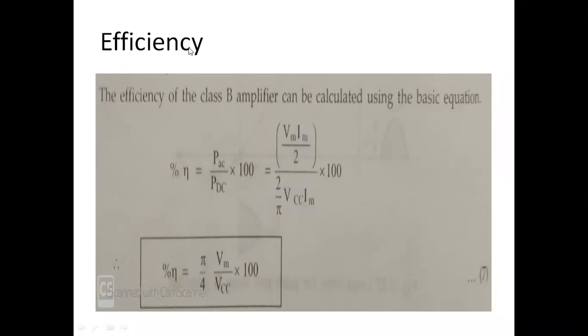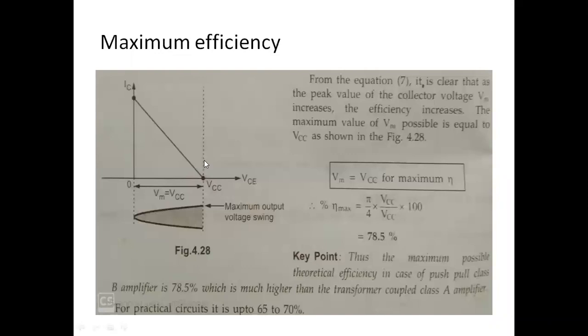And what is the maximum efficiency? Maximum efficiency means maximum peak output signal. What is the maximum signal we can get at the output? In that case, what is the efficiency? That is the maximum efficiency. So it is clear that as the peak value of collector current and Vm increase, the efficiency also increases. So this is the maximum output swing we can get at the output of the power amplifier.